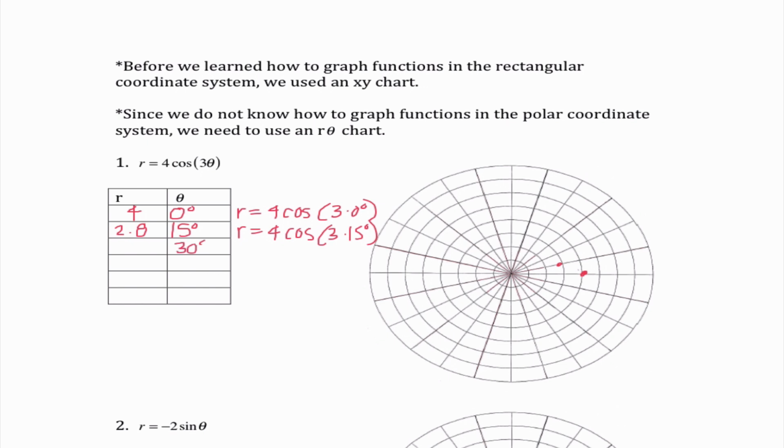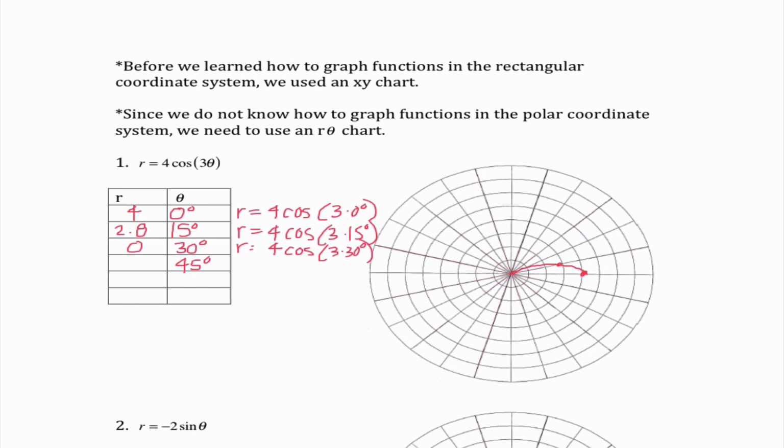Let's try 30 degrees. R equals 4 cosine 3 times 30. Okay, 4 times the cosine of 90 gives me 0. So this gives me this point right here. So far, all I know is my graph is looking something like that. Okay, we don't know what's happening anywhere else. I'm just connecting these 3 points. I'm going to keep going and see if we continue to see any patterns here.